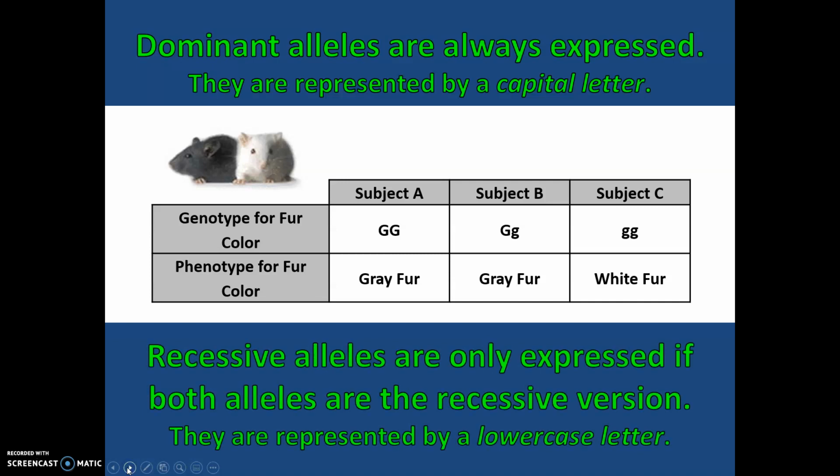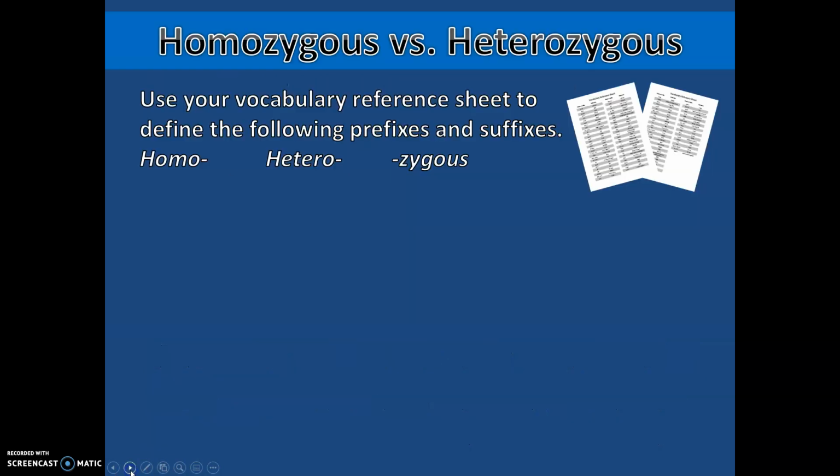Then we have recessive alleles. Those are only expressed if both alleles are the recessive version, and they're represented by a lowercase letter. So the only way to get white fur is if that mouse has lowercase g, or both recessive alleles.